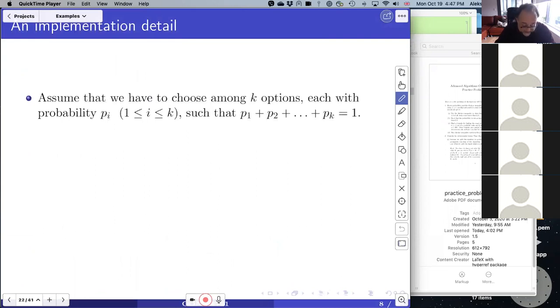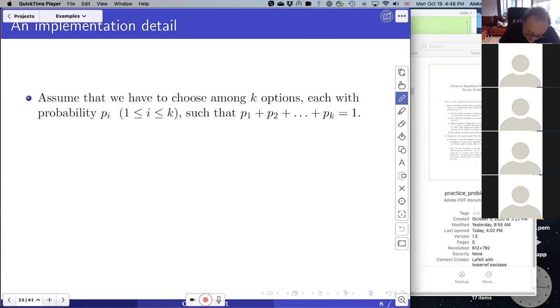Very often, you remember, for example, Karger's min cut. We chose edges to contract with probability proportional to the weight of that edge, right? So how do we implement this?